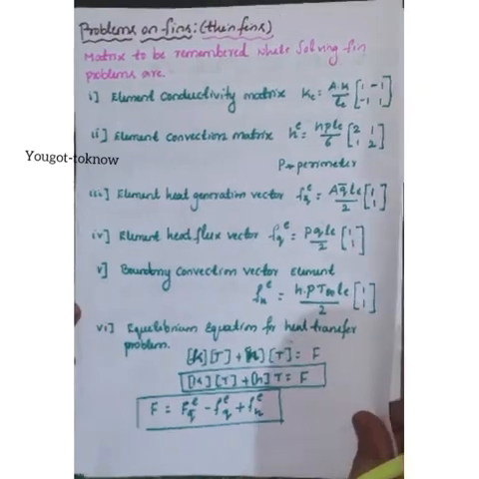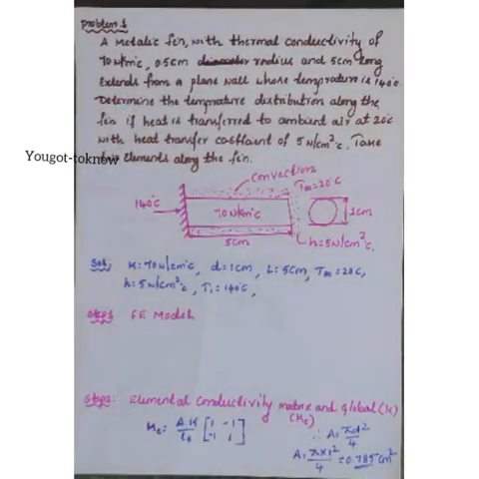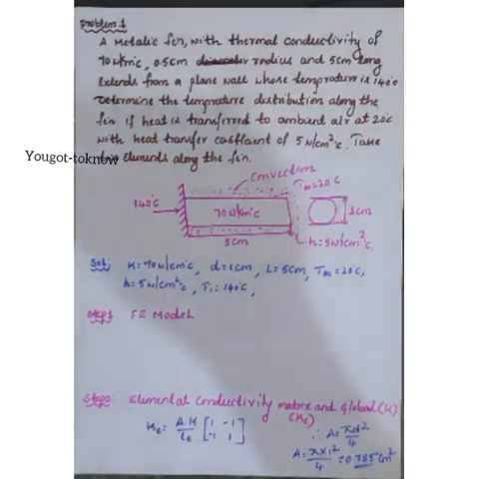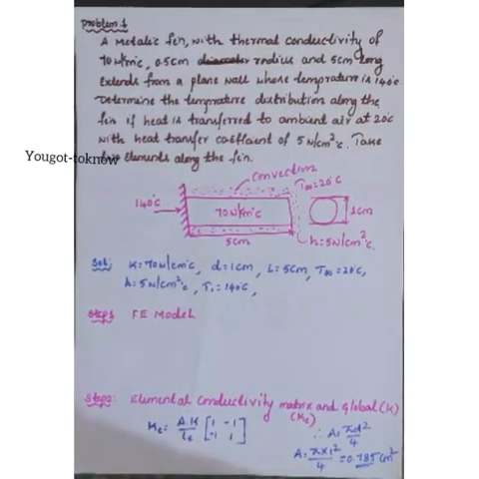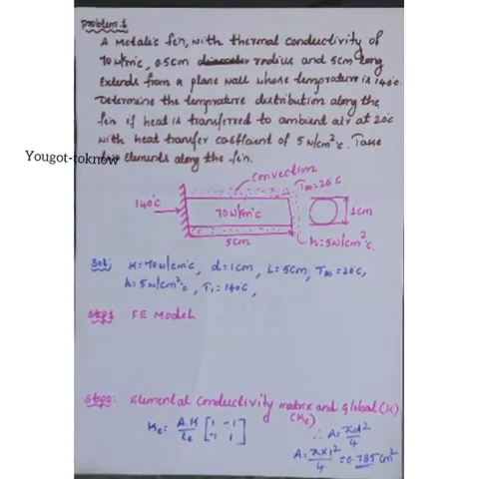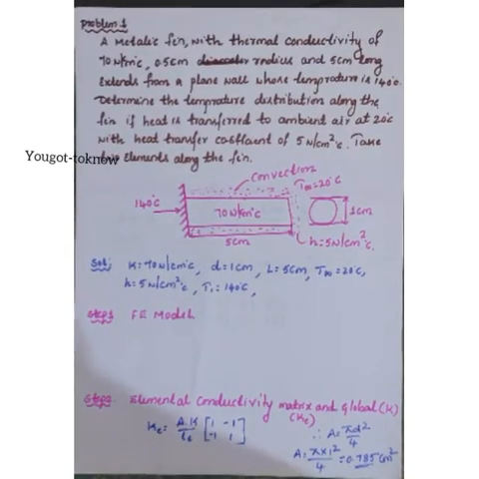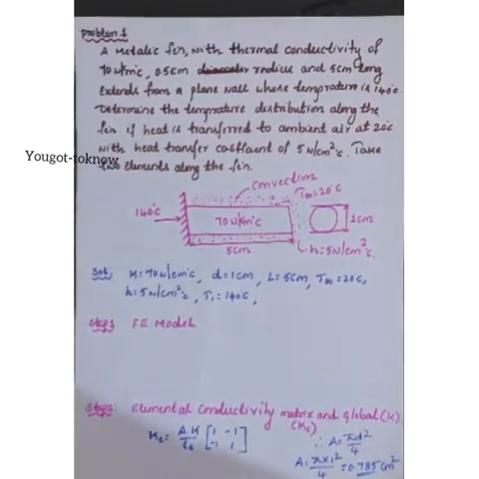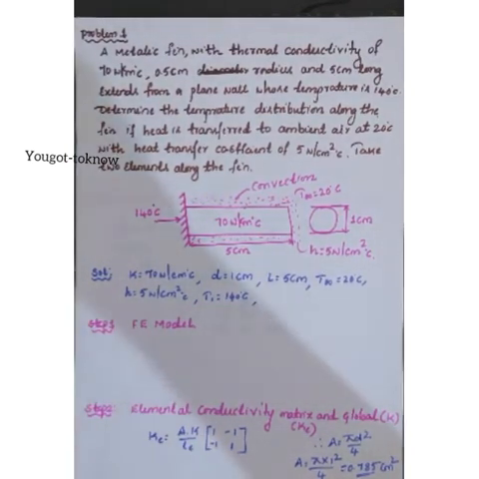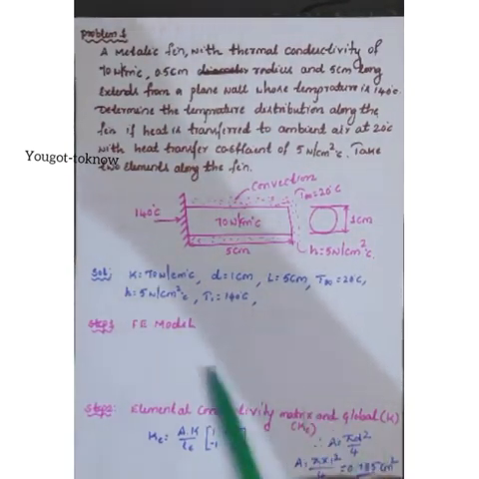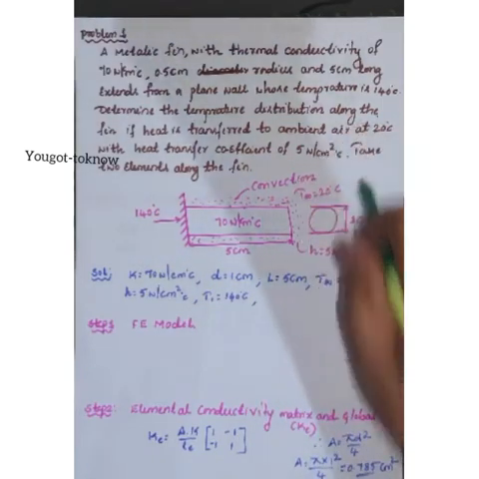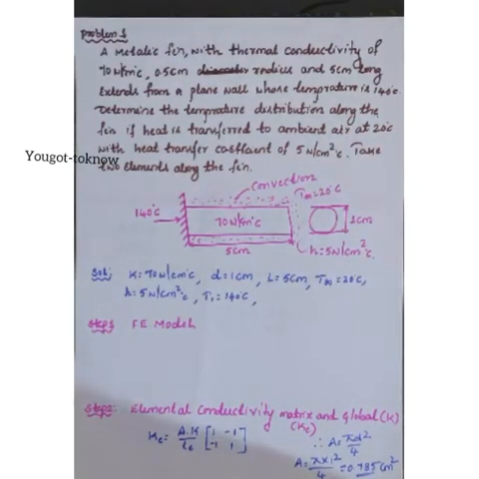Now, we move to problem 1. Consider a metallic fin with thermal conductivity of 70 watt per centimeter degree Celsius, 0.5 centimeter radius and 5 centimeter long, that extends from a plain wall whose temperature is 140 degrees Celsius. Determine the temperature distribution along the fin if heat is transferred to ambient air at 20 degrees Celsius with heat transfer coefficient 5 watt per centimeter square per degree Celsius. Take 2 elements along the fin.